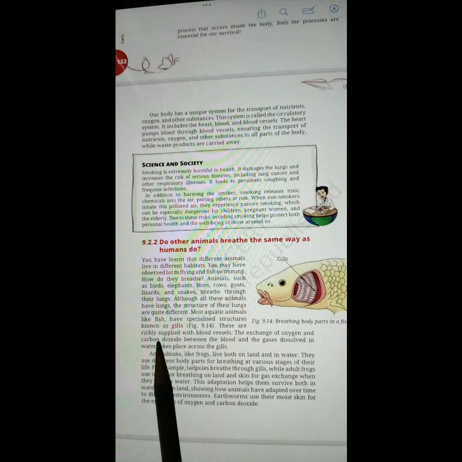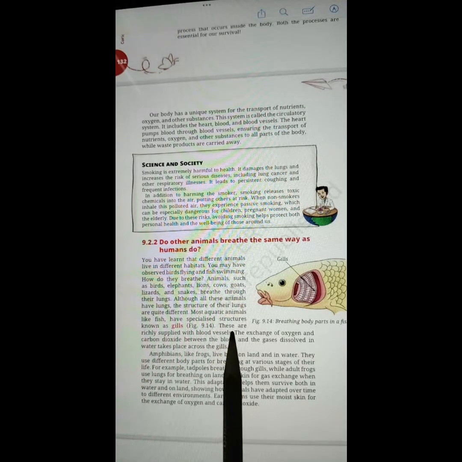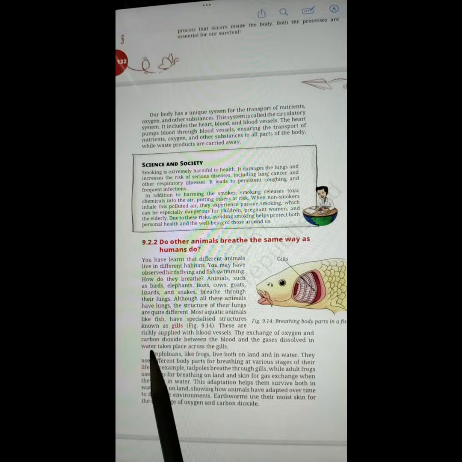Most aquatic animals, like fish, have specialized structures called gills. These are richly supplied with blood vessels. The exchange of oxygen and carbon dioxide between the blood and the gases dissolved in water takes place across the gills.